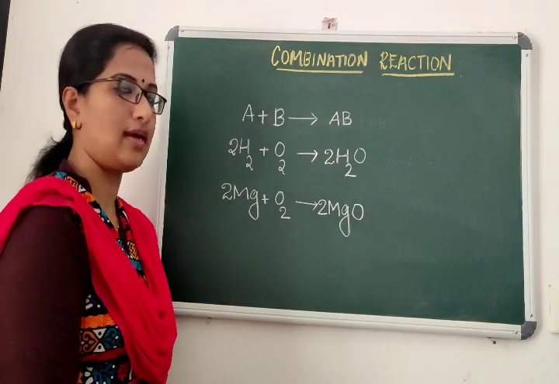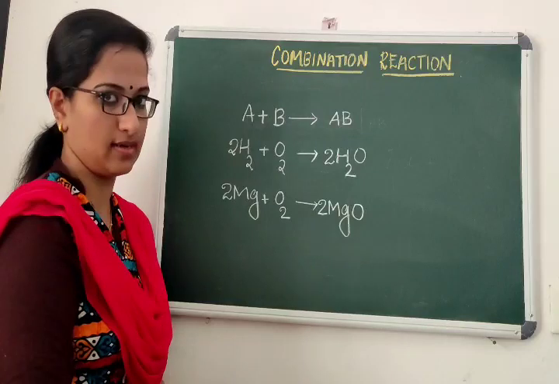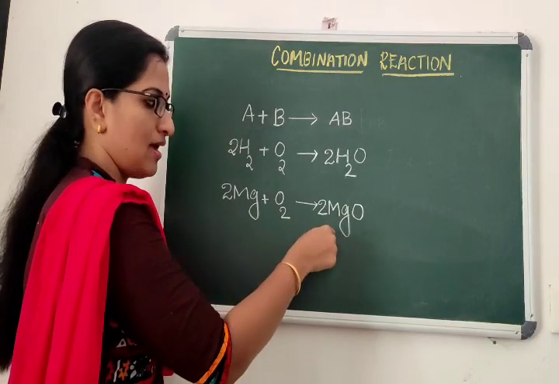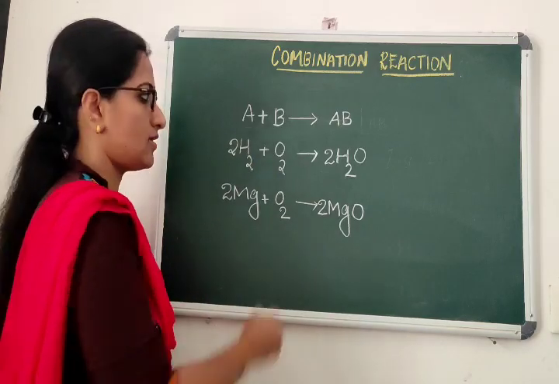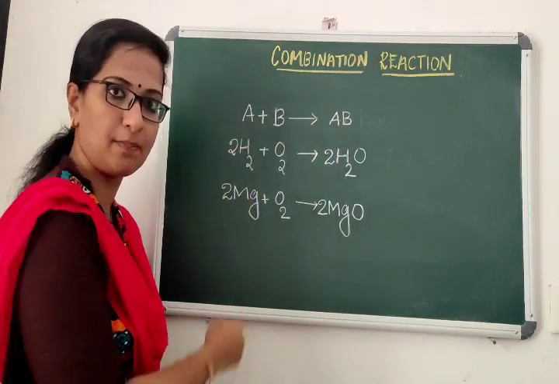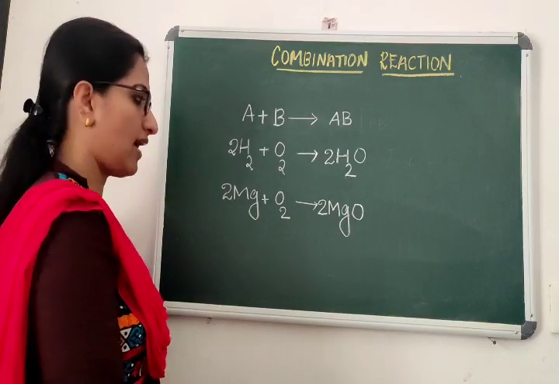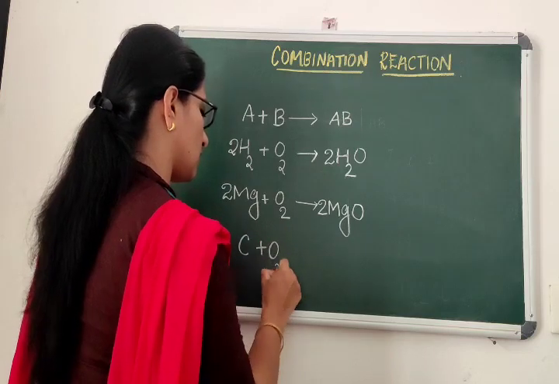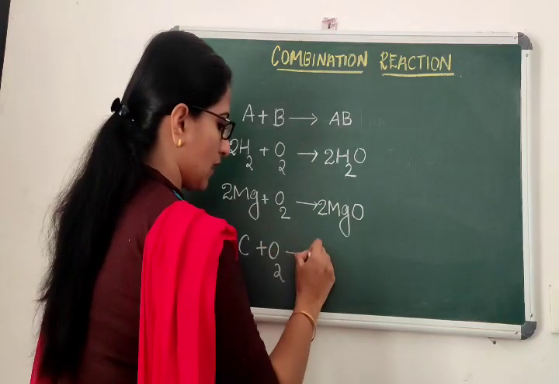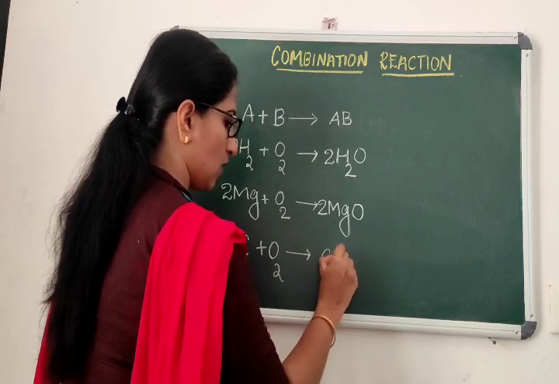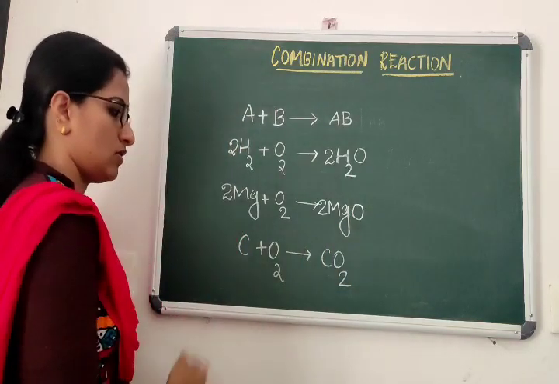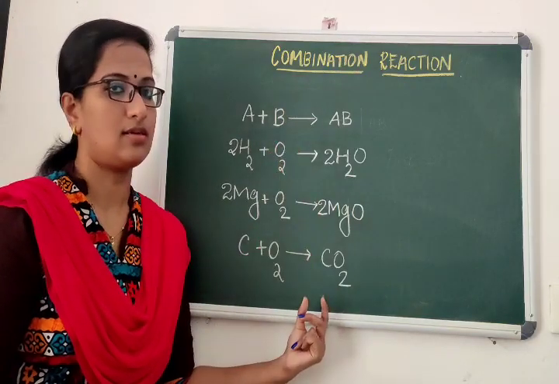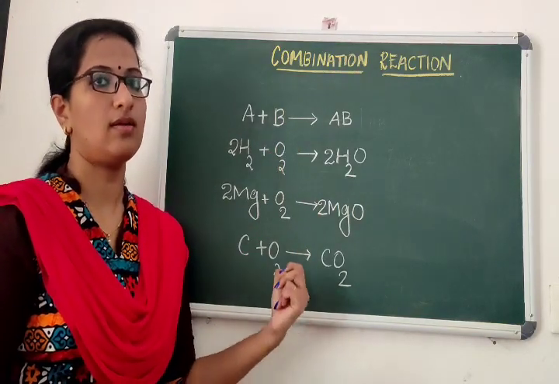So this is also another example of a combination reaction, because 2 reactants combine to form a single product. This is also an A plus B gives AB type reaction. Do you have any other example? Yes. Carbon plus oxygen will give you carbon dioxide, CO2. So 2 reactants combine to form a single product. So this type of reaction is called a combination reaction.